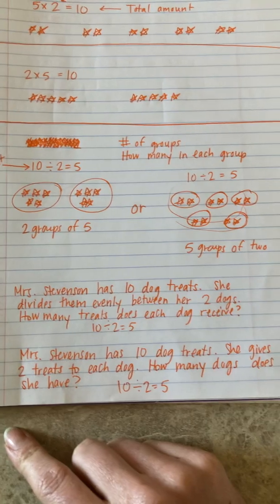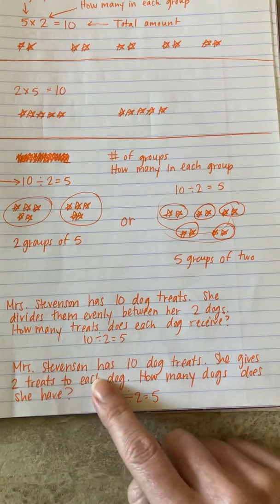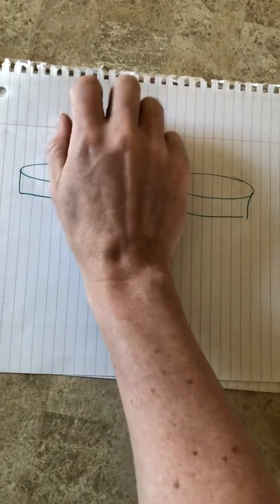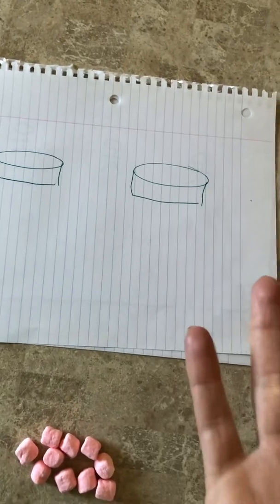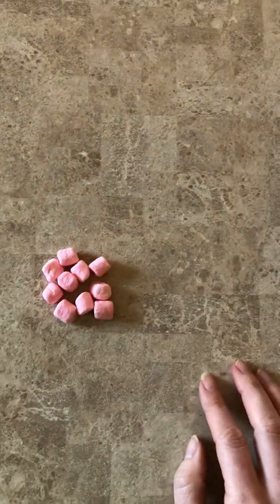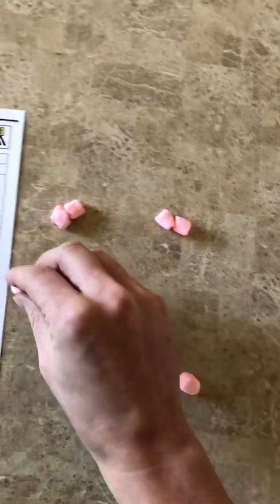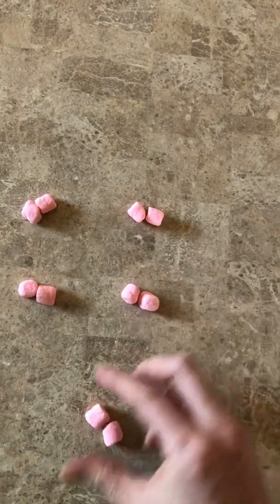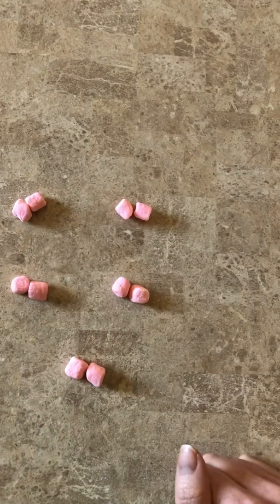Okay, I might have a question that says something like, Mrs. Stevenson has 10 dog treats. She gives 2 treats to each dog. How many dogs does she have? Well, in this case, I don't know how many dishes I need. That's what I'm trying to figure out. I'm trying to figure out how many dogs I have. All I know is that each dog is going to get 2 treats. So this time I'm just putting them into groups of 2. That would be for one dog, that would be for another dog. There's 2 for a dog, 2, and 2. So here they are in groups of 2.